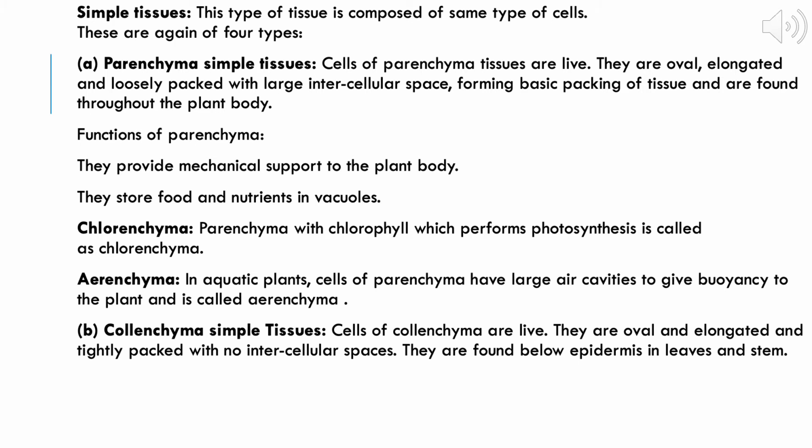Now the second one is aerenchyma. When these parenchyma cells have large air spaces, they are basically present in the aquatic plants. Actually, it helps in floating of the plant. It gives buoyancy to the plant, and that's why they are called aerenchyma. They are found in the aquatic plants, and they help the plants to float.